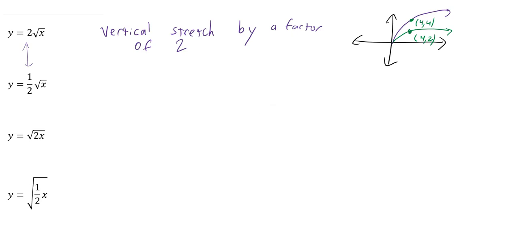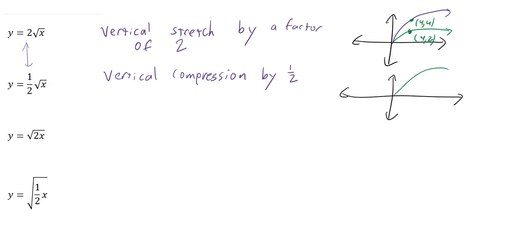The second one is a vertical compression. I don't really care about the word stretch or compression or dilation as long as you're able to tell me it got taller, it got shorter. Compression by 1/2. This one now, instead of our normal square root graph with the point 4, 2, is going to look half as tall, where it only has the point 4, 1.